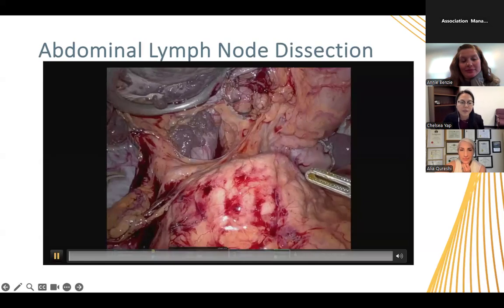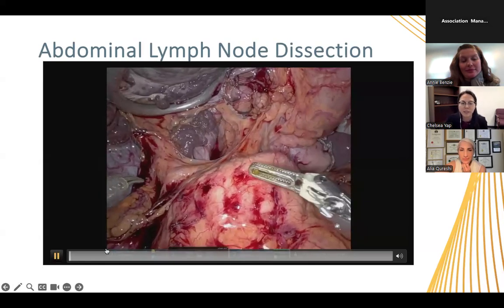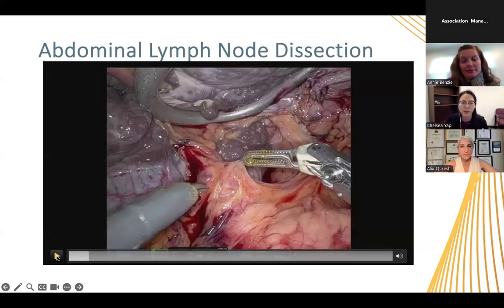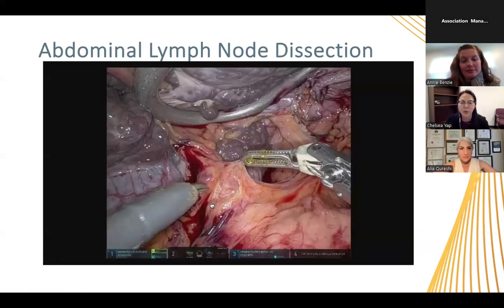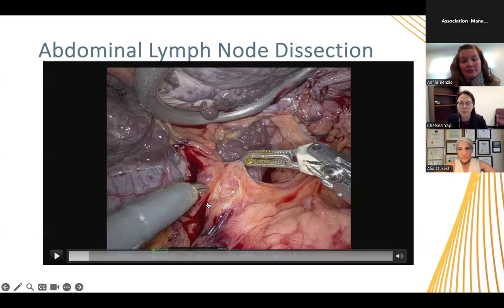Okay, so here we have our abdominal lymph node dissection, and as I was saying, we prefer to do this after we've made the conduit. We find that once we drop the conduit inferiorly, it really exposes the porta and the splenic vessels and helps with our lymph node dissection.